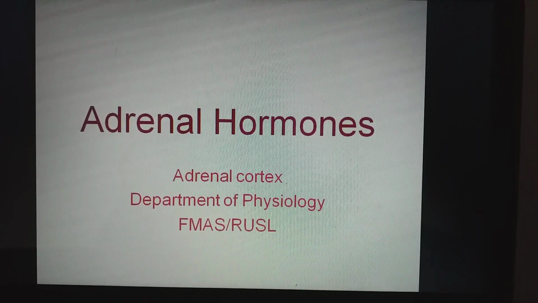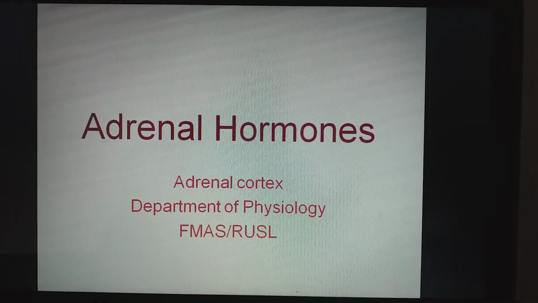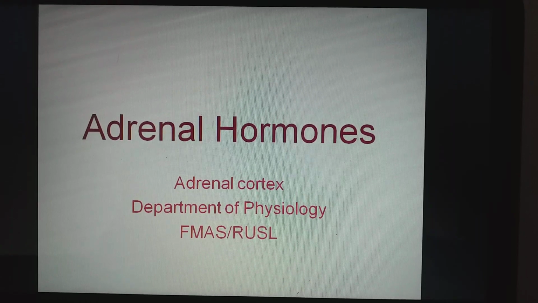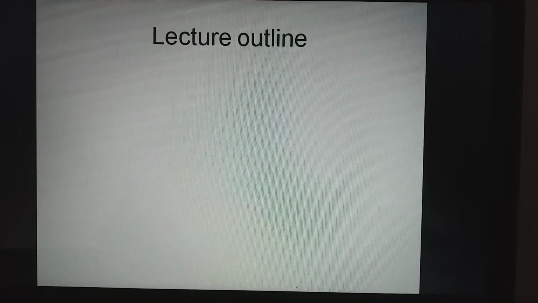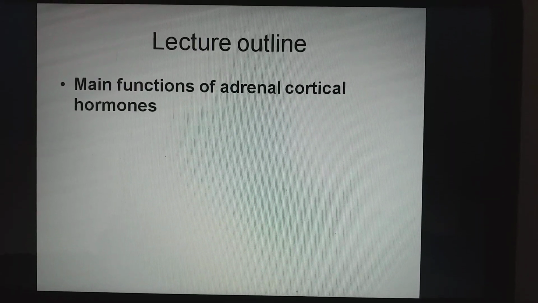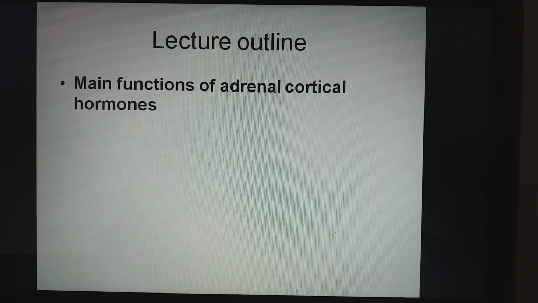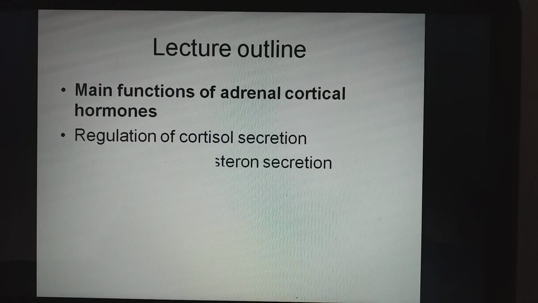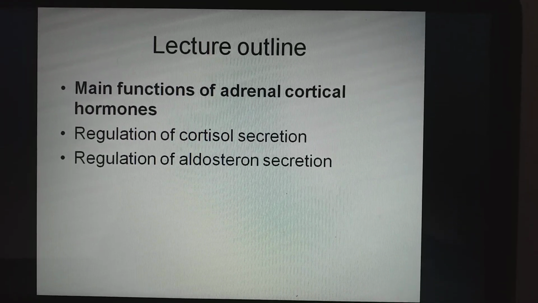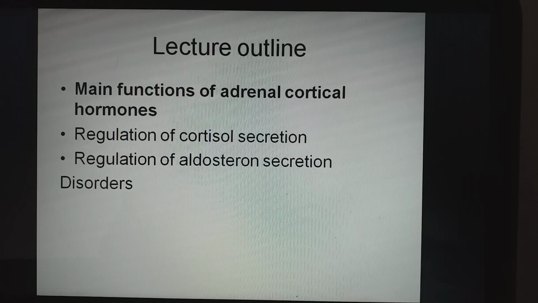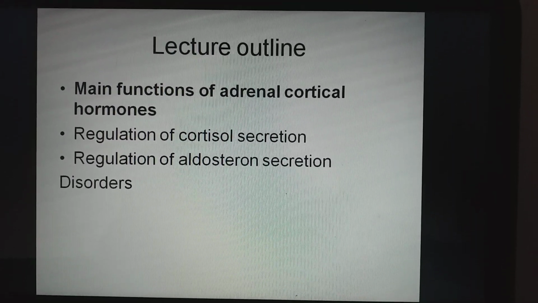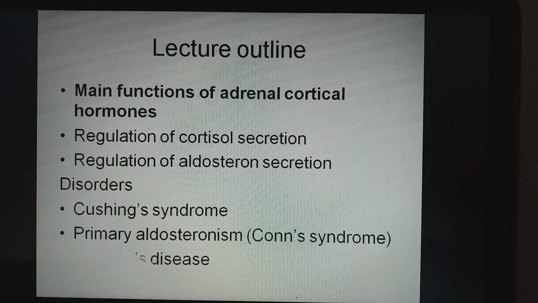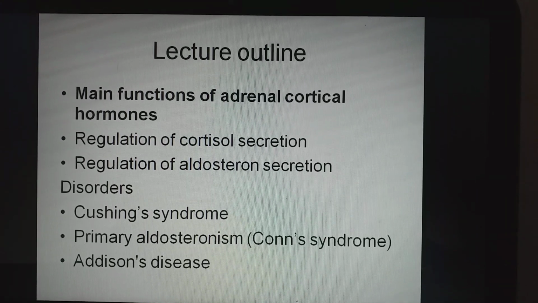So we are going to discuss the adrenal hormones, the physiological functions of adrenal gland hormones, mainly the adrenal cortical hormones. Lecture outline. Today we are going to discuss the main functions of adrenal cortical hormones, the regulation of cortisol secretion and aldosterone secretion, and some of the disorders related to the adrenal hormones, for example Cushing syndrome, primary aldosteronism and Addison's disease.